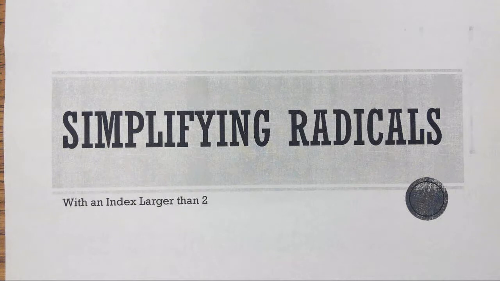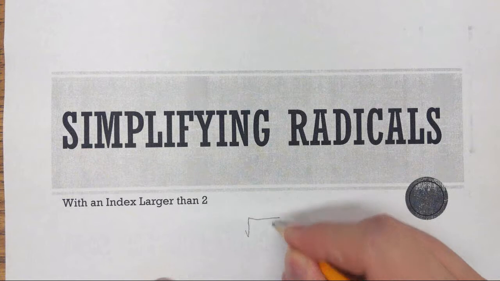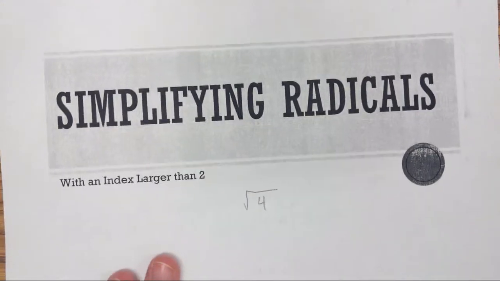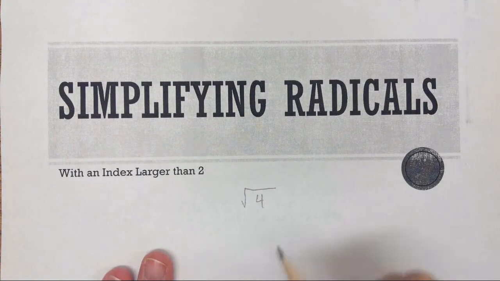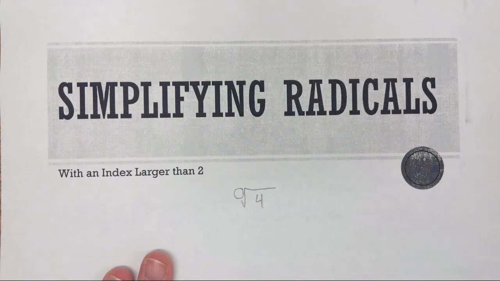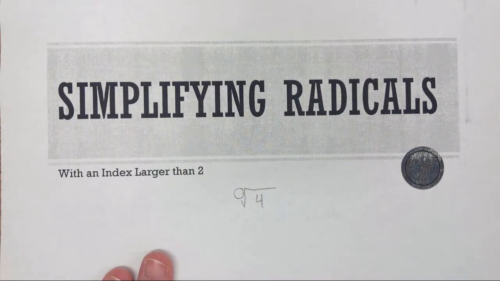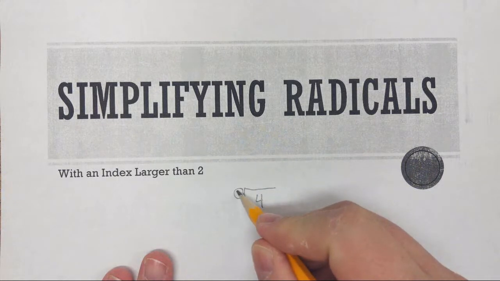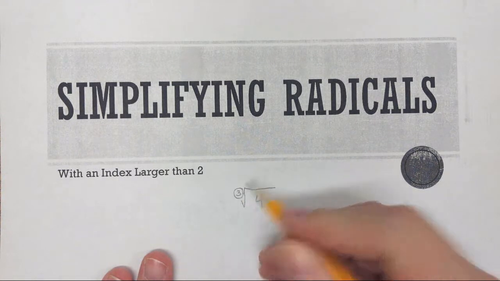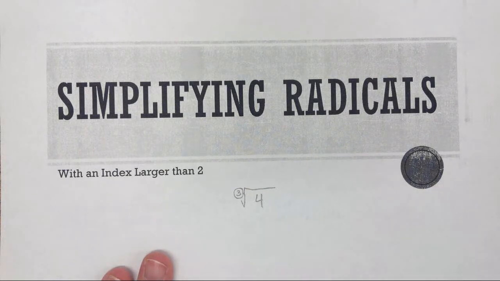What's up? Today we're simplifying radicals with an index larger than 2. What in the world does that mean? We're used to dealing with square roots. Remember from the first video, the index is the number here in front. When I say we're simplifying radicals with an index larger than 2, there's a number out here, 3, 4, 5, whatever it may happen to be, and then we'll be simplifying those.